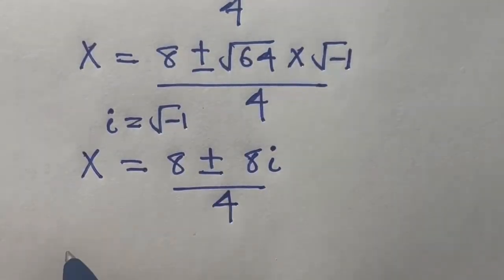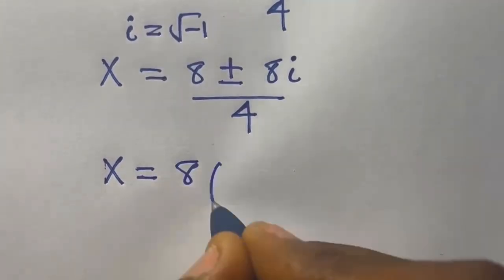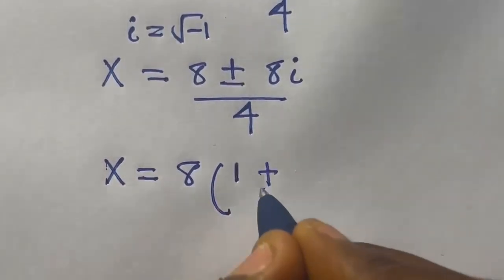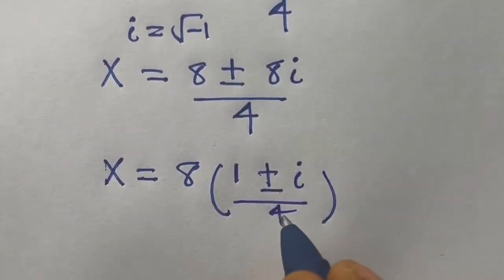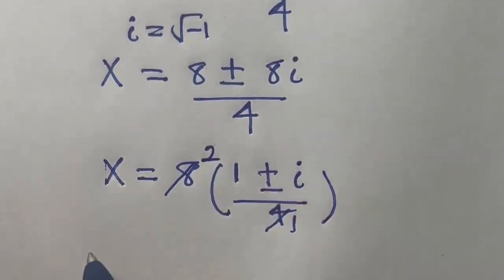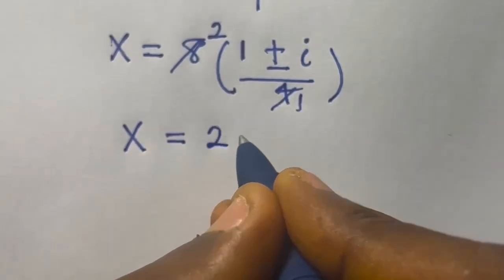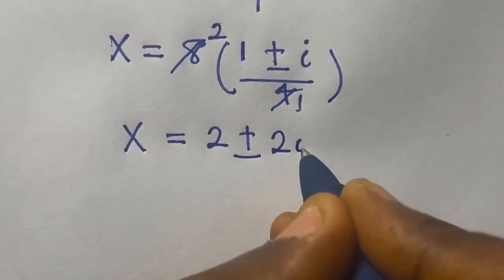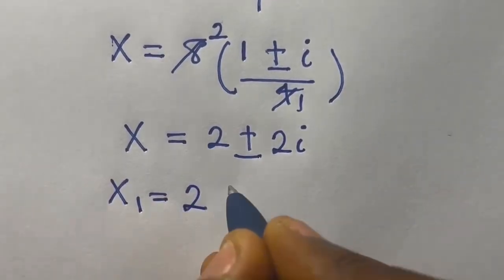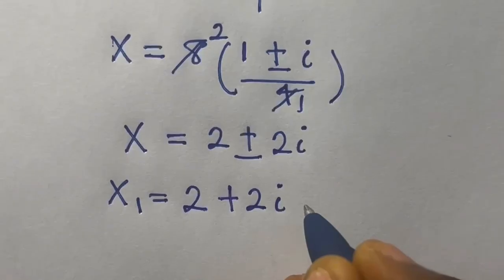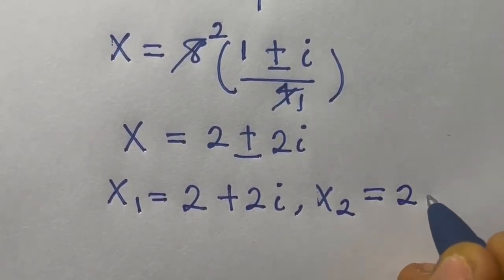We have a common factor here, which is 8. Let's factorize it out. What is left here is 1 plus or minus i, divided by 4. 4 here goes 1, 4 here goes 2. So we have x equals 2 plus or minus 2i. Therefore, we have our x1 equal to 2 plus 2i, then our x2 equal to 2 minus 2i.